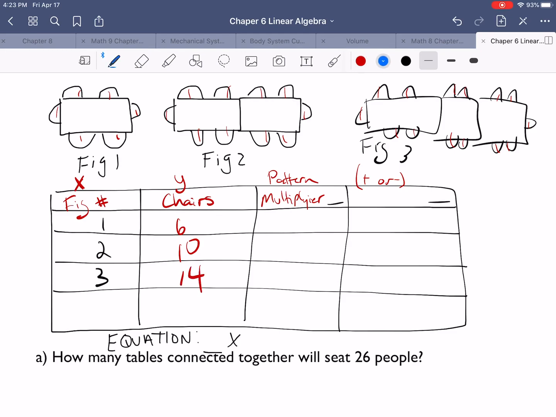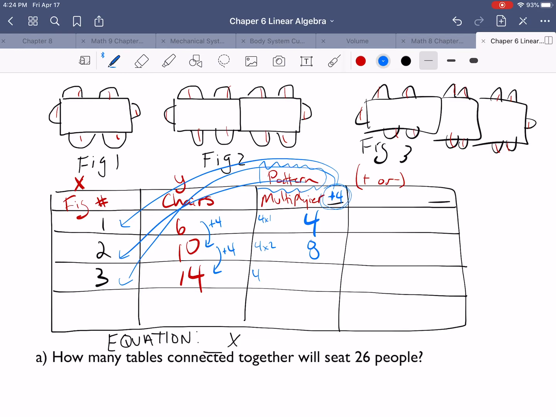Okay, the next question is your pattern. So what was the pattern? So we've gone from 6 to 10 and 10 to 14. It looks like I can go plus 4 here and plus 4 here. So it looks like my multiplier is 4. That's my pattern number. Remember that you take this number and you multiply it to all the figure numbers. So the first one's going to be 4 times 1, which is 4 in the big blank. The next one's going to be 4 times 2, so that's 8. And the next one's going to be 4 times 3, so that's 12. That's how you fill in your chart there.